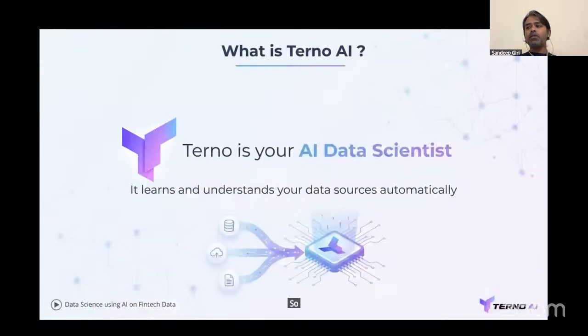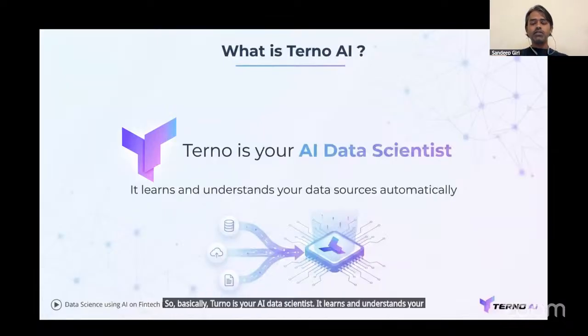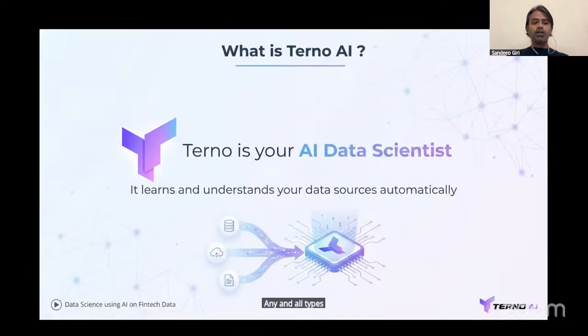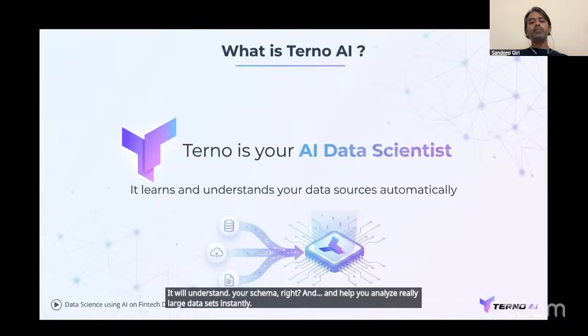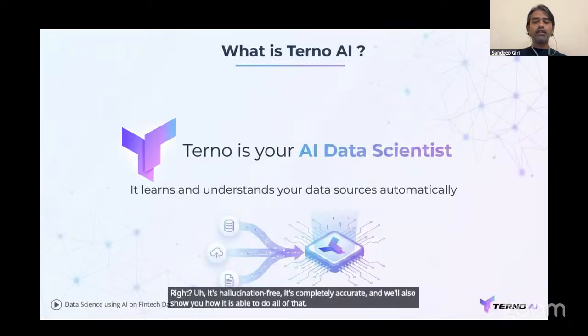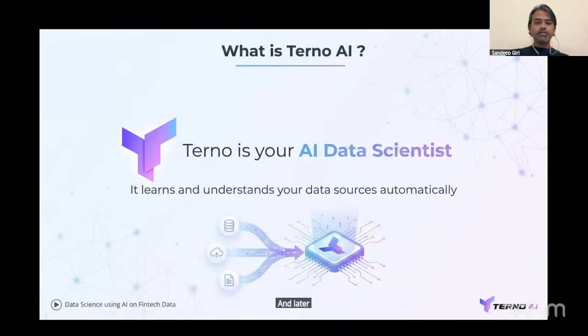Turno is your AI data scientist. It learns and understands your data sources automatically. You can connect any and all types of databases to Turno. It will understand your schema and help you analyze really large data sets instantly. It's hallucination free, it's completely accurate, and we'll also show you how it is able to do all of that later in this session.